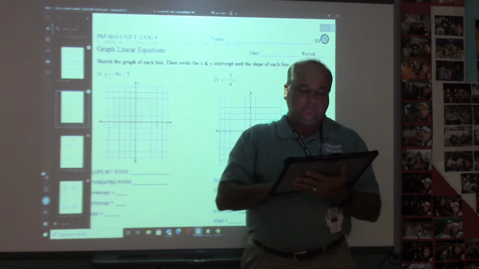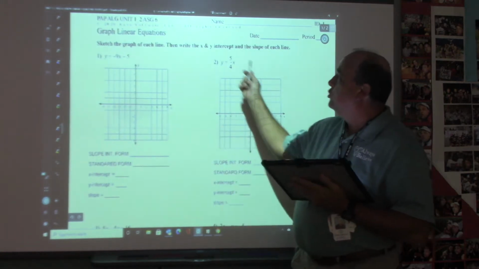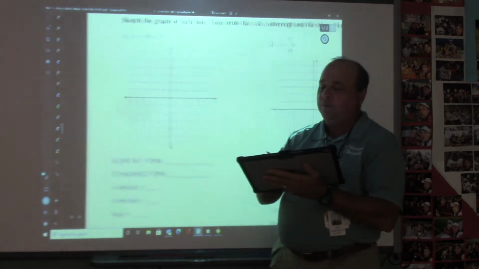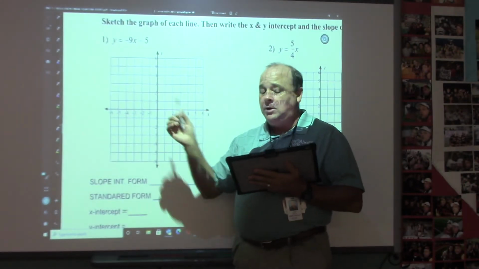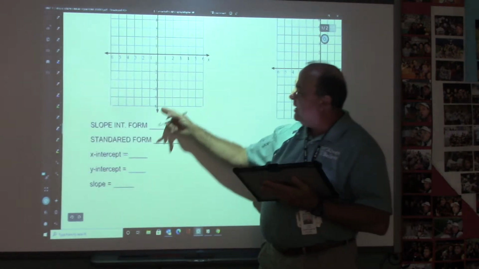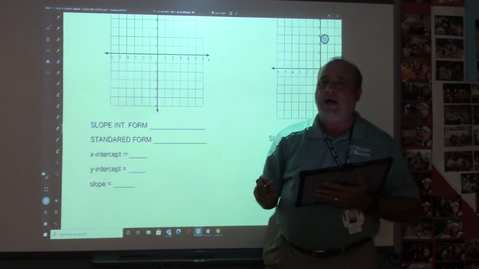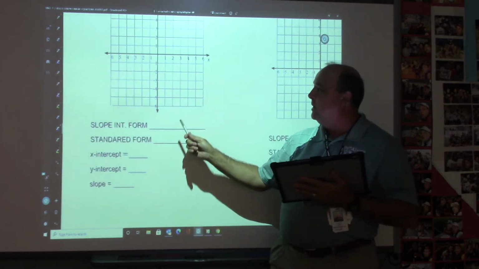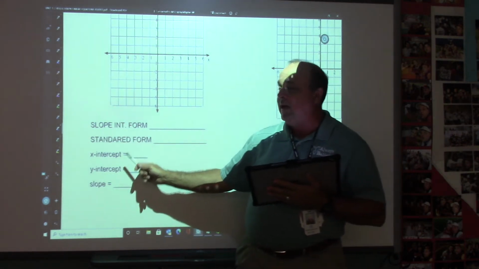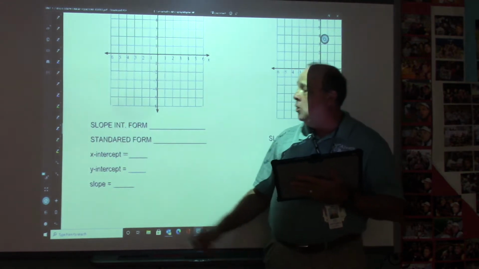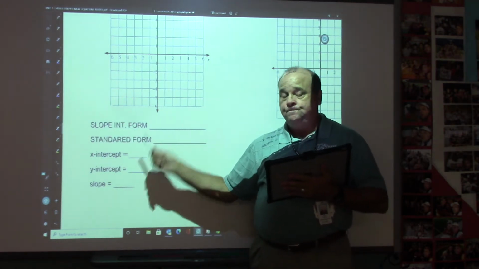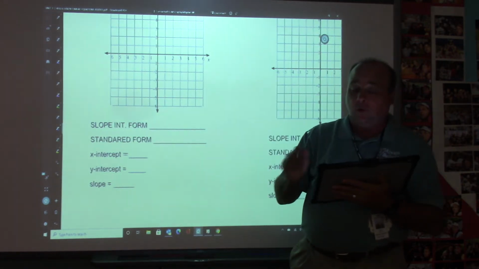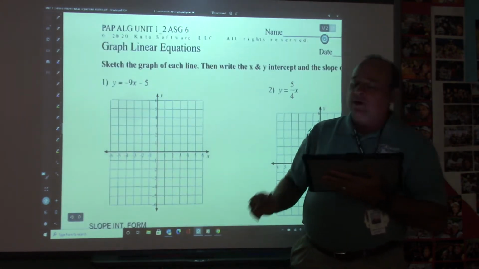Okay. So basically what you do, you start off with an equation. I'm going to zoom in on one. We're going to graph it just like you did in 8th grade. And then we're going to get all of this information from the line. So we're going to write the slope-intercept form, the standard form. We're going to get the x-intercept, the y-intercept, and the slope. And I'm going to show you how to use standard form to get these intercepts. Okay? That's very important. So let's start with number one.